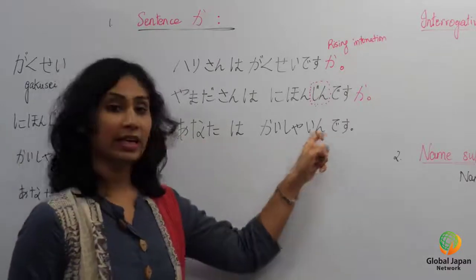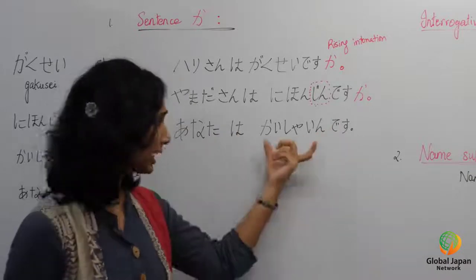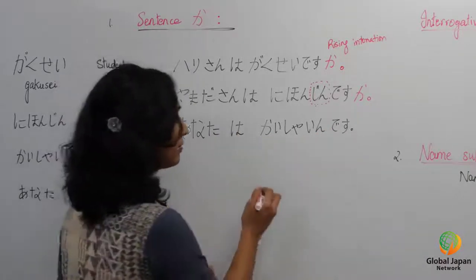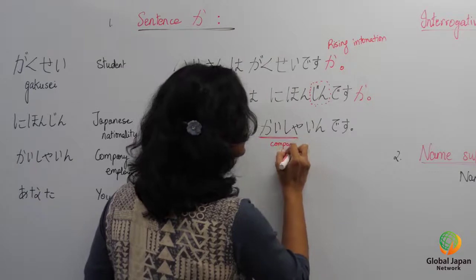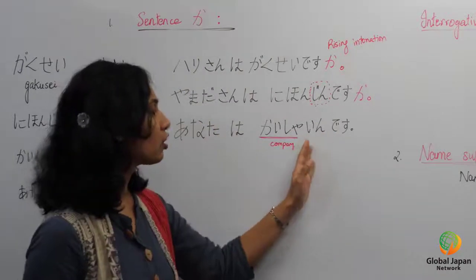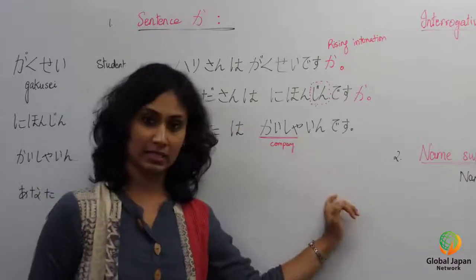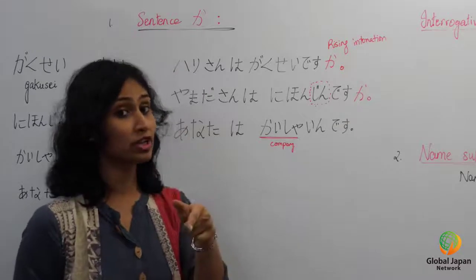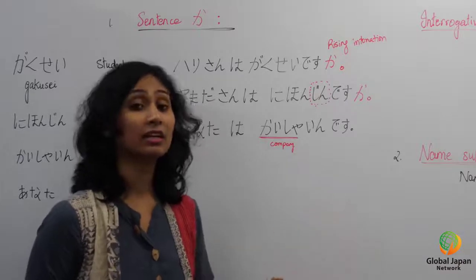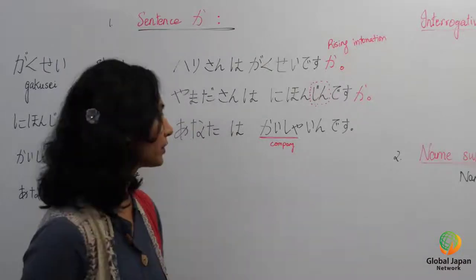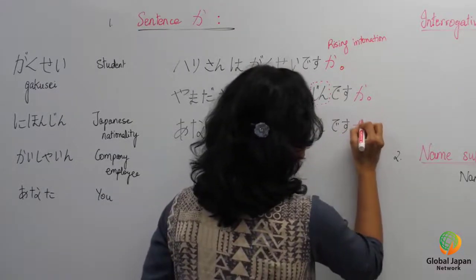Anata wa kaishain desu. You are a company employee. Kaishain means company employee. If I break this word, kaisha means company, and in this case, in represents employee. It's not that in always means employee, but in this context, in represents employee. So, anata wa kaishain desu. If you have to make this into a question, add the particle ka at the end, and while reading it, you will do it with rising intonation. So let me make this into a question. Anata wa kaishain desu ka?